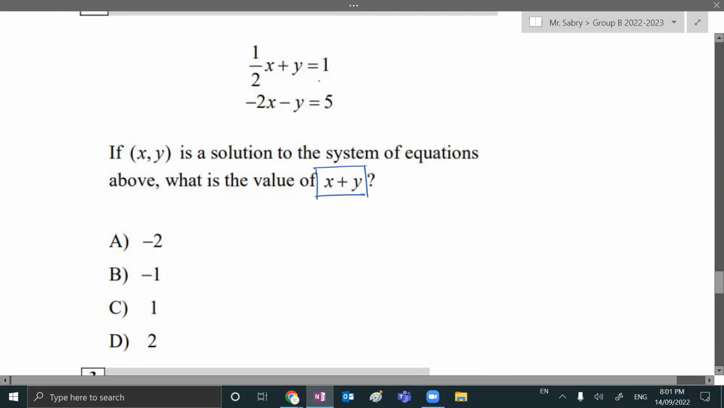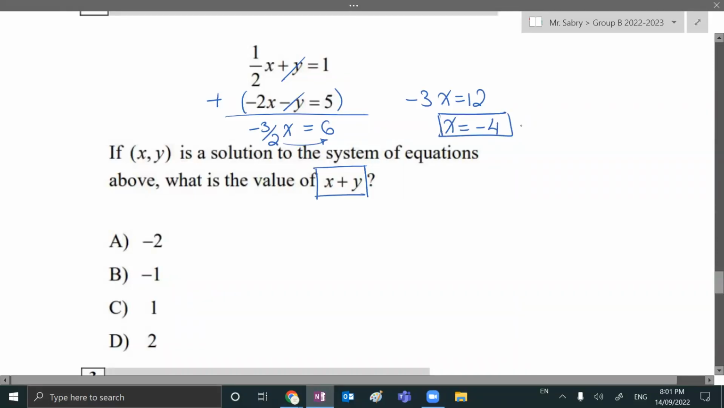Whenever I have a system of equations like this one, I'd actually try to solve it easily. And when I look at the coefficients of the y, they have the same number. They're both 1. One is positive and the other one is negative. So in order for them to cancel each other, I actually have to add everything up with everything down. So half plus negative 2 is just negative 3 over 2 x, and then y plus minus y, they'll cross each other. 1 plus 5 will give me 6. I'll move the 2 to the other side, so I'll have negative 3x equals 12, which means that x is equal to negative 4.